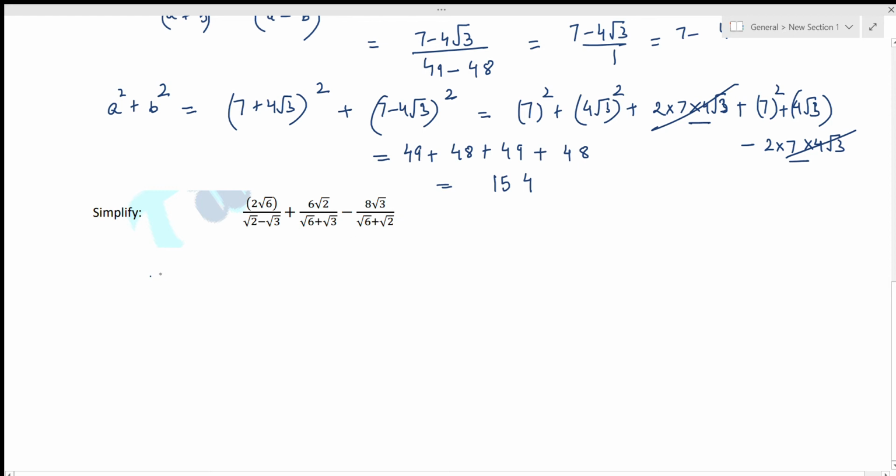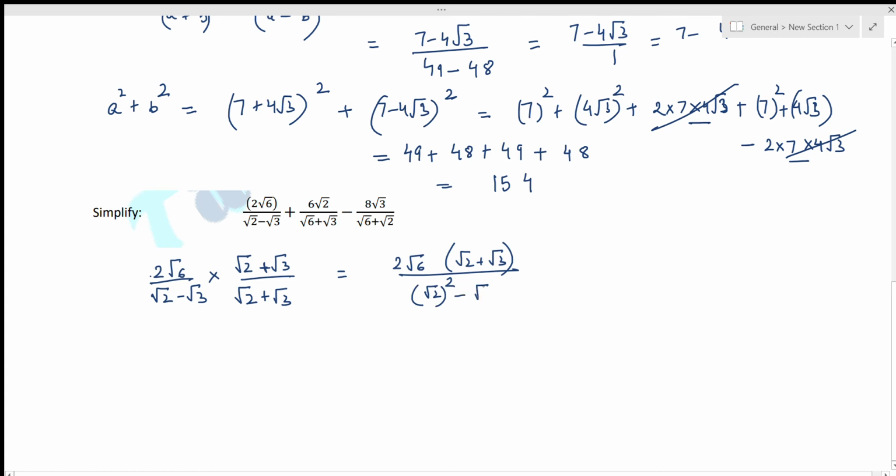When you do it separately, you will take the first term. Take care of the sign, please copy the right question. So let's rationalize the denominator of all the terms separately. We'll take the opposite sign. So this will become 2 root 6 into root 2 plus root 3 over root 2 whole square minus root 3 whole square. Because again this is a minus b, a plus b.